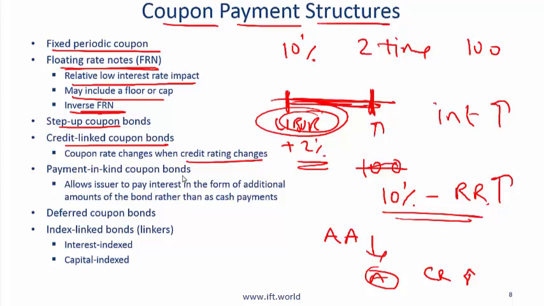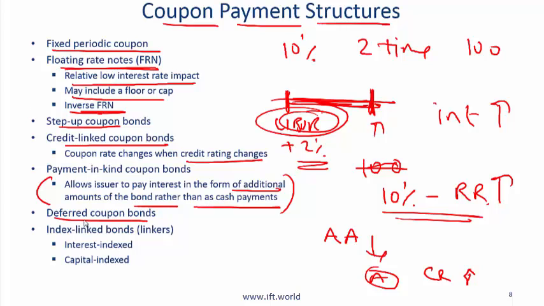Payment in kind coupon bonds, these allow the issuer to pay interest in the form of additional amounts of bond rather than as cash payments. Now this is a long laundry list and you can try and remember this, but I believe that from a testability perspective, it's important to understand what aspects of what we are talking about benefit the issuer and what benefit the investor. So if you think about it, this payment in kind, does this benefit the issuer or the investor? This is good for the issuer.